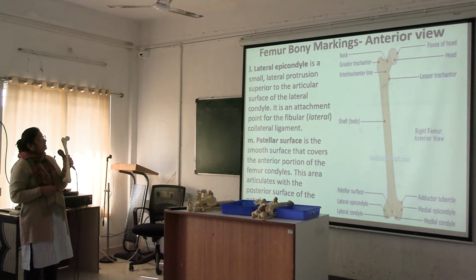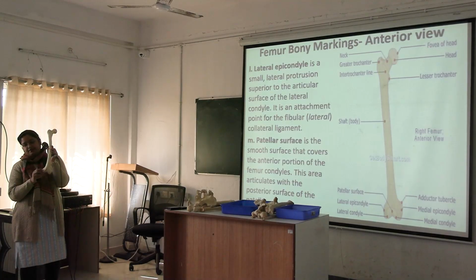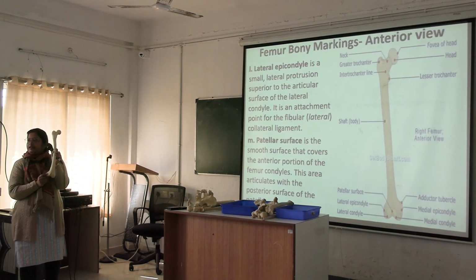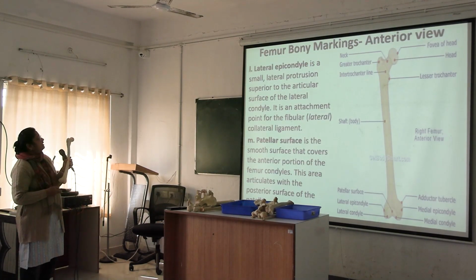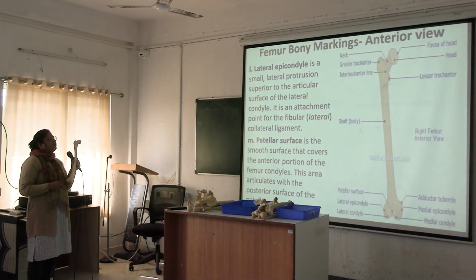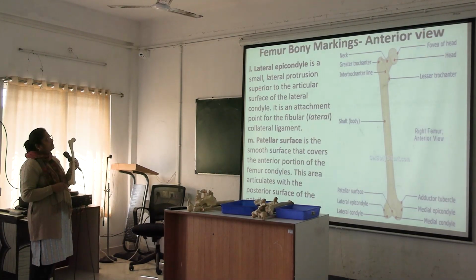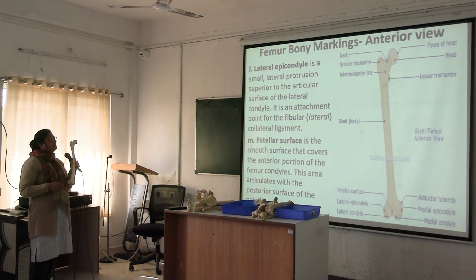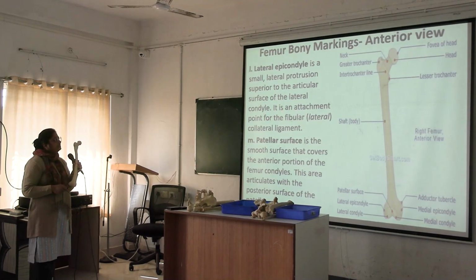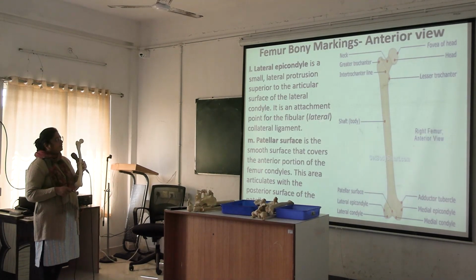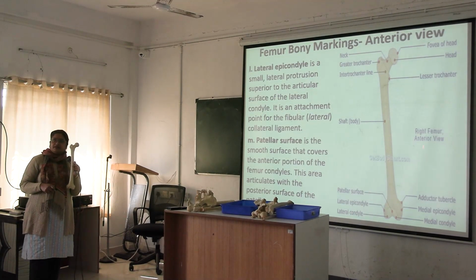Next, we are going to the lateral epicondyle. This prominent part of the lateral condyle is the lateral epicondyle. The lateral epicondyle is a small lateral protrusion superior to the articular surface of the lateral condyle. It is an attachment point for the fibular or lateral collateral ligament.